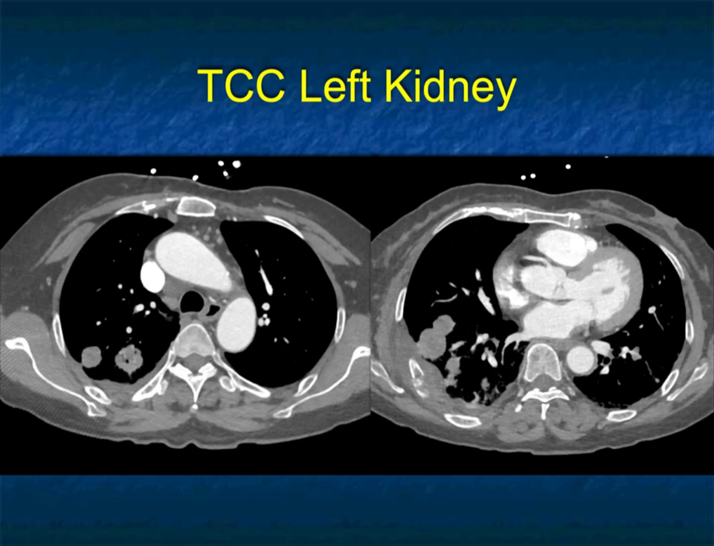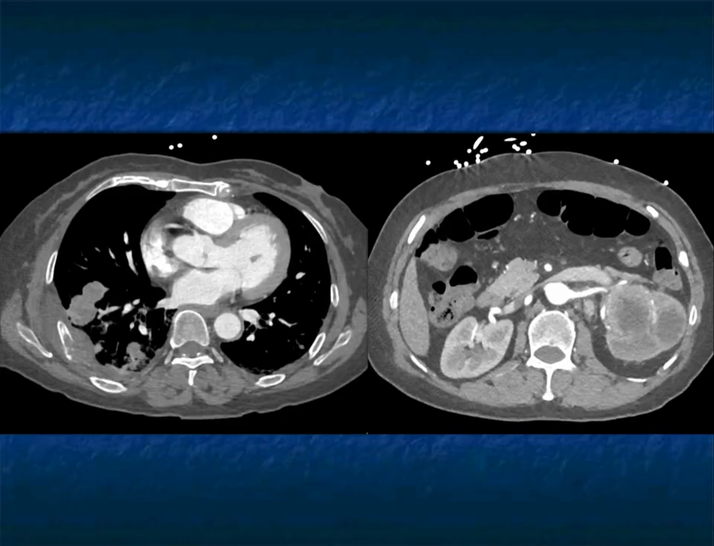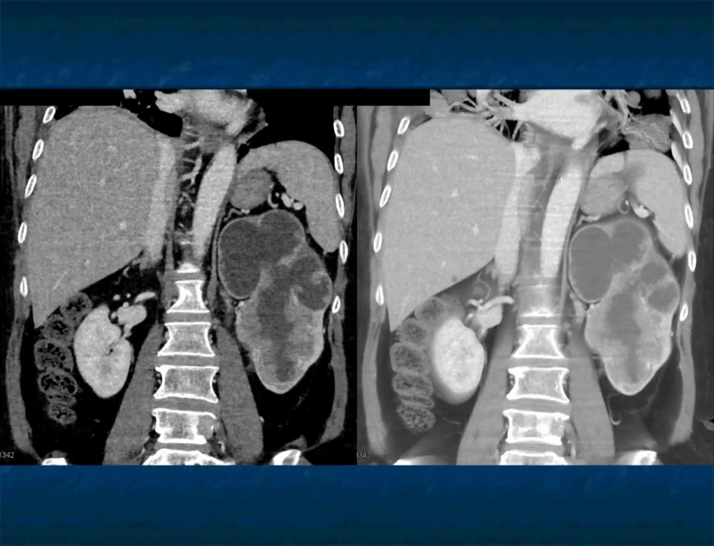Another example, this patient actually presented with lung mets. You can see pleural mets and rib mets and lung mets. And you could think about renal cell as one of the causes. That would be a good thought. And there's a large mass in the left kidney. Renal cell, next case.